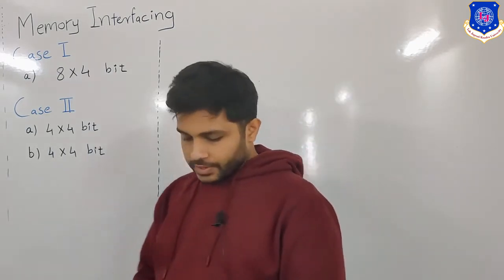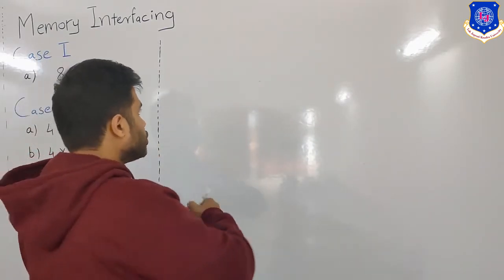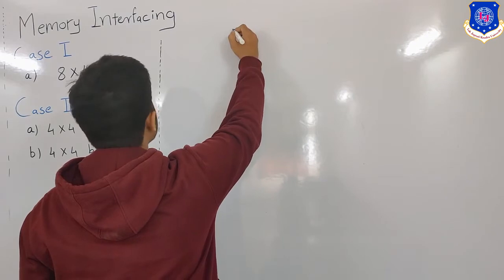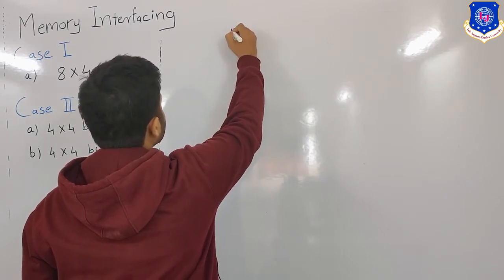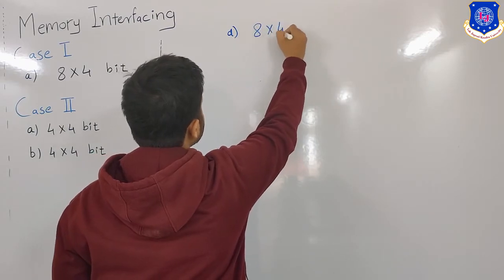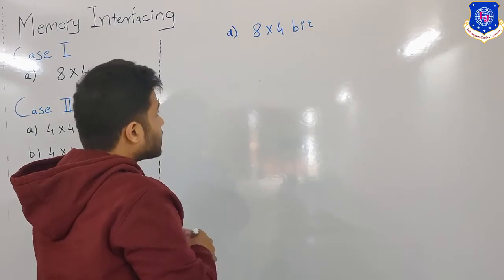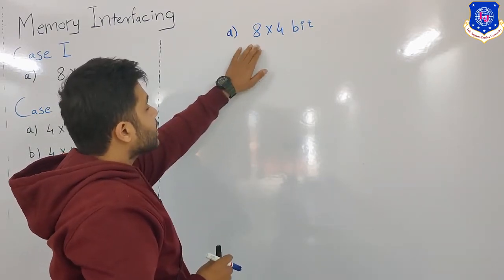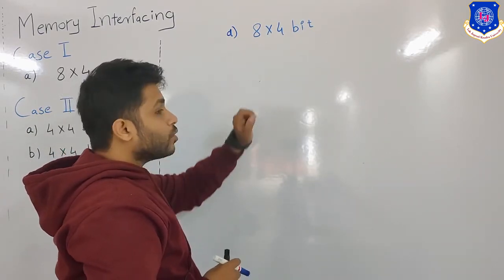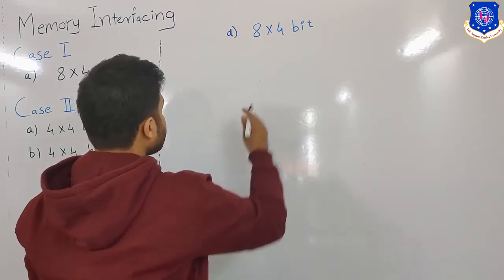We are going to interface the memory which is 8 cross 4 bit. You know very well the meaning of 8 cross 4 bit memory. It means that the memory has 8 locations, and each location can store 4 bits of data, right? So let's draw the memory.